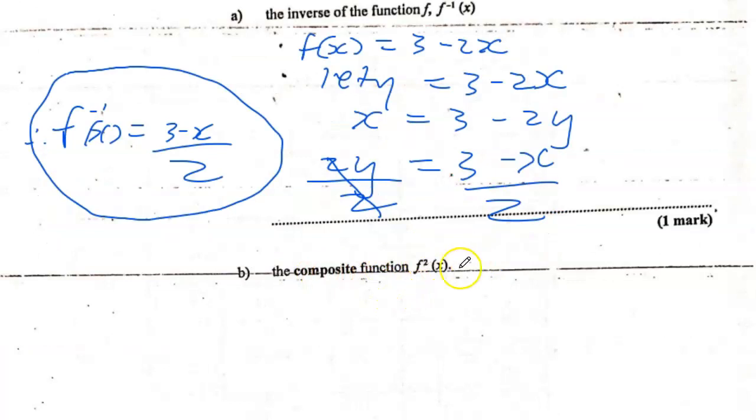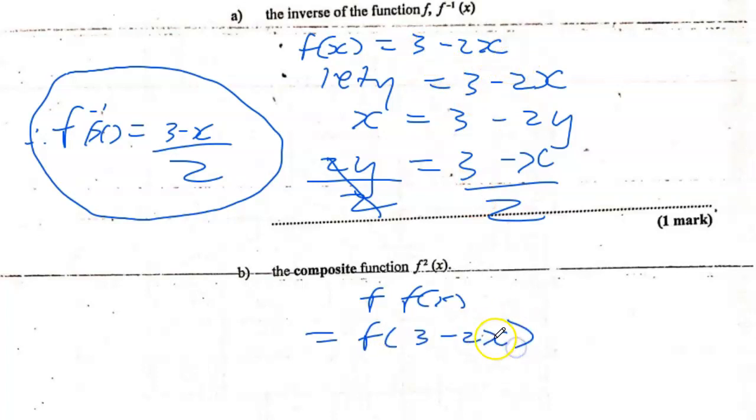So next we're asked to find the composite f squared x. So f squared, that's f of f of x, which means you sub the function into itself. So it's f, and remember the function was 3 minus 2x. So we're going to substitute 3 minus 2x into itself, meaning in the function 3 minus 2x, wherever we see an x, we replace the x with what we have in the bracket, 3 minus 2x. So f of x is 3 minus 2x, but the x will be replaced with what we have in the bracket, 3 minus 2x.